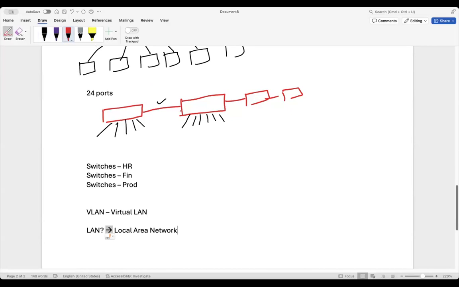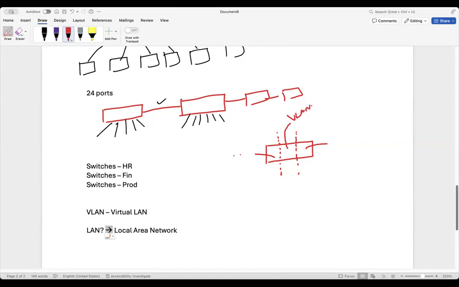Instead of dedicating switches for each and every department, I can take the help of a switch. The switch can be used to form a LAN. I can logically segment this switch. This is one LAN, this is meant for another LAN, and this is meant for another LAN. This is how the segmentation is going to happen using a single switch, which is called a VLAN.